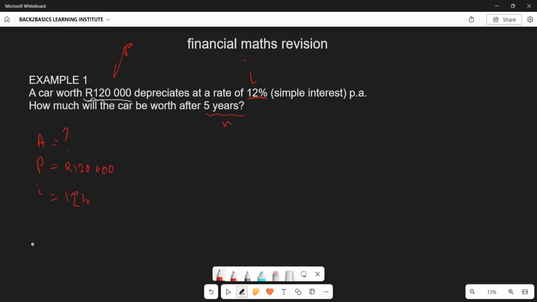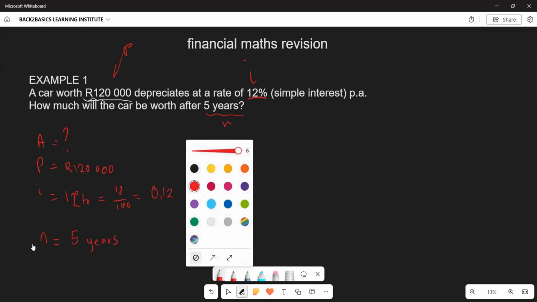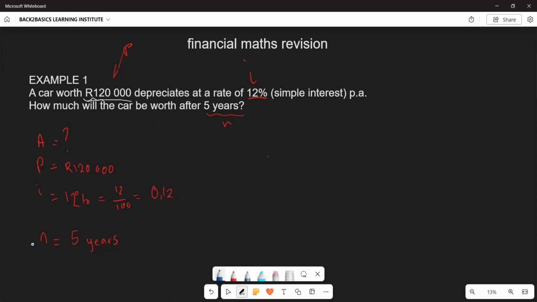And then how can we write our 12%? Our 12% is the same as 12 over 100, which is the same as 0.12. And then we have the number of years, which is your 5 years. Now we are going to use this formula to calculate the value of the car.